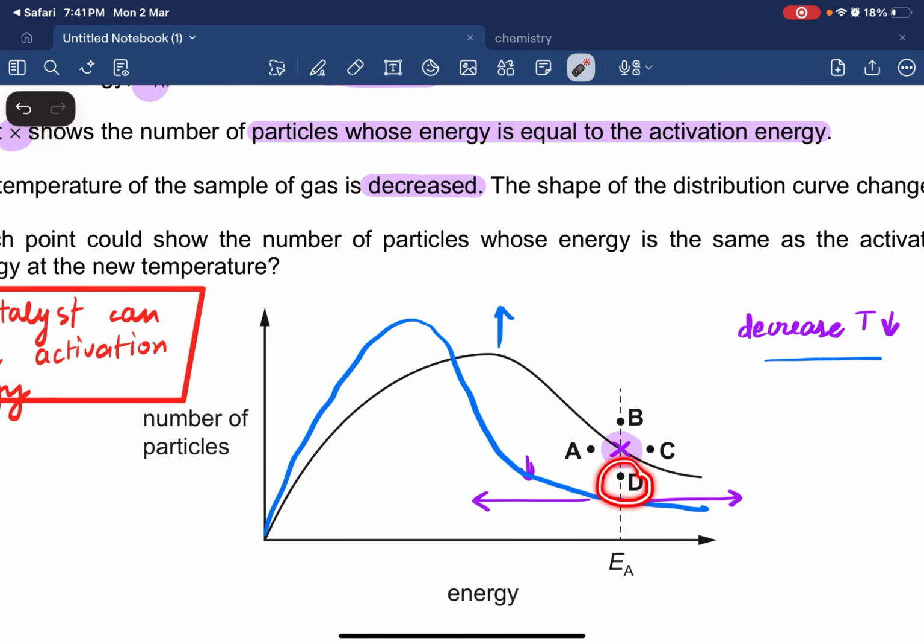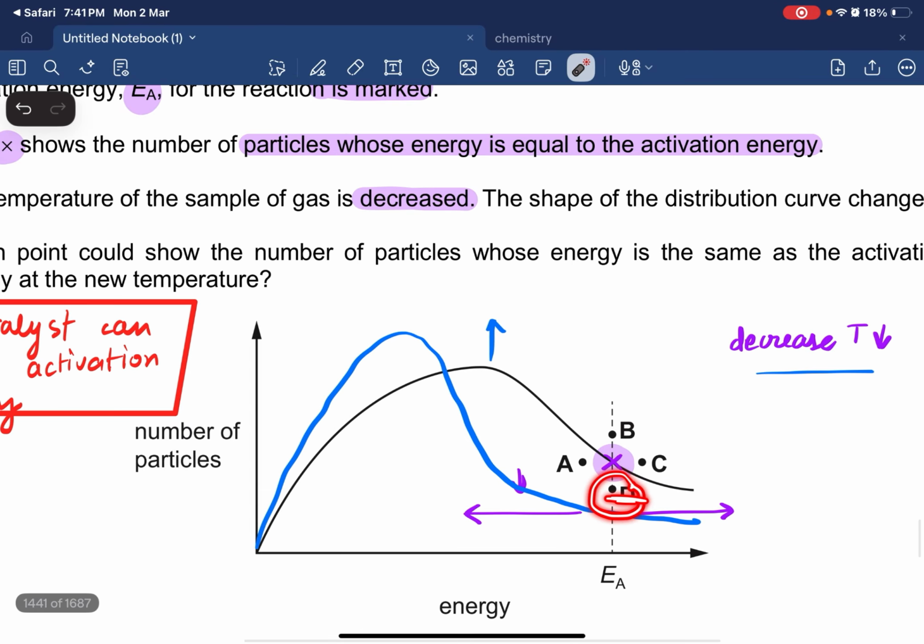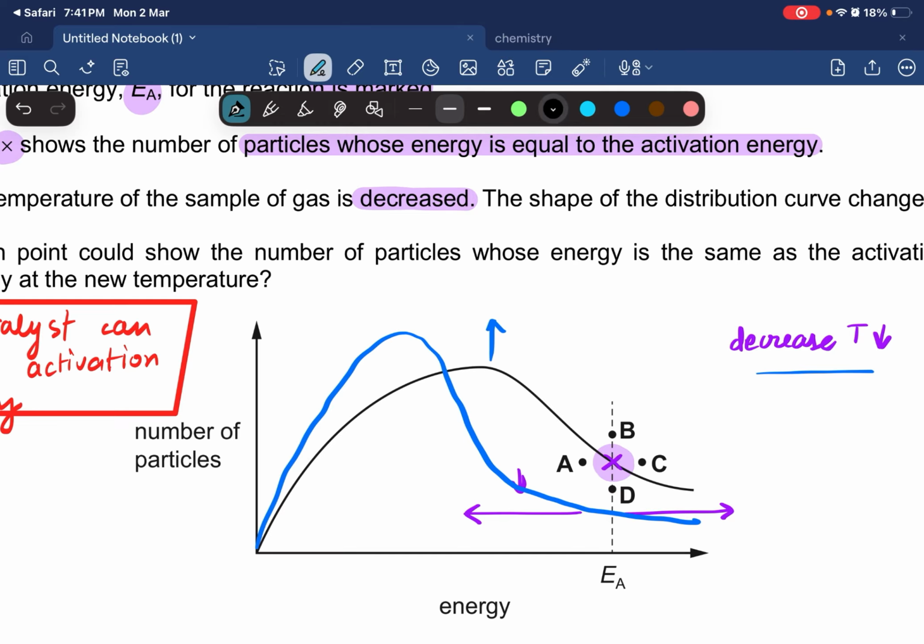When you decrease the temperature, this is going to be the number of particles that have energy greater than or equal to the activation energy. And this is your activation energy, which is going to remain the same. So I hope you got it. Option number D.